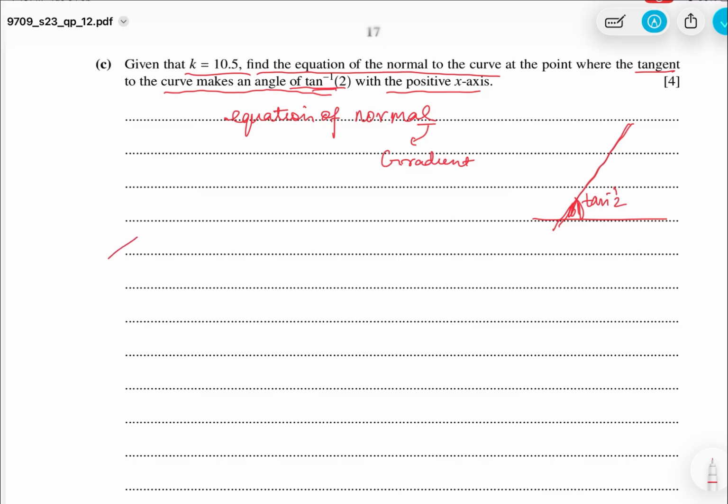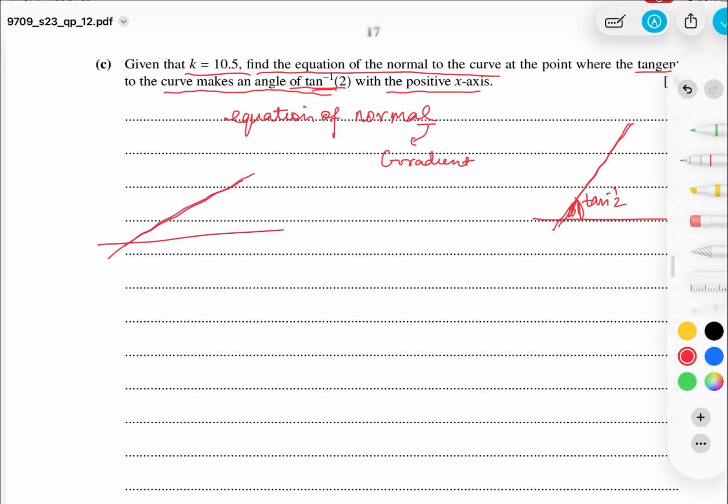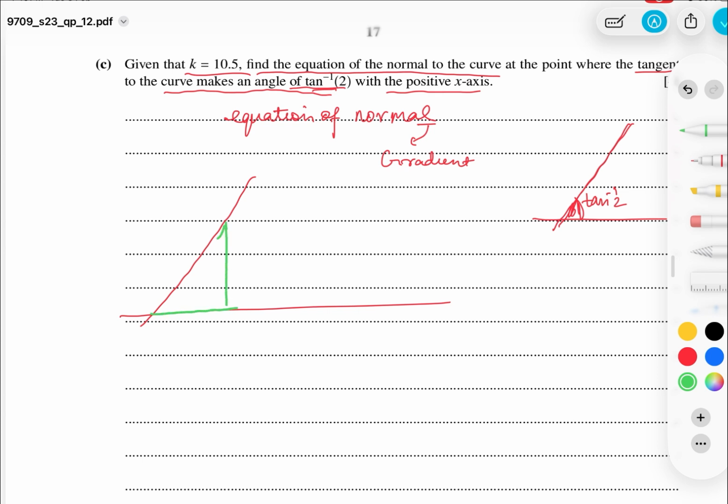Now tell me one thing. If, for example, this is the tangent, and this is the x-axis, if I have to find the slope of the tangent, what will I do? I will do it like this: rise upon run. Rise upon run, yes or no? I can take a bigger triangle as well. Now tell me, if I take this angle as theta, what is tan theta? Opposite upon adjacent. That would be rise upon run.